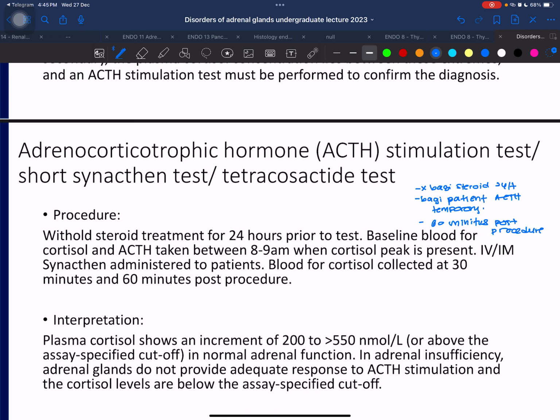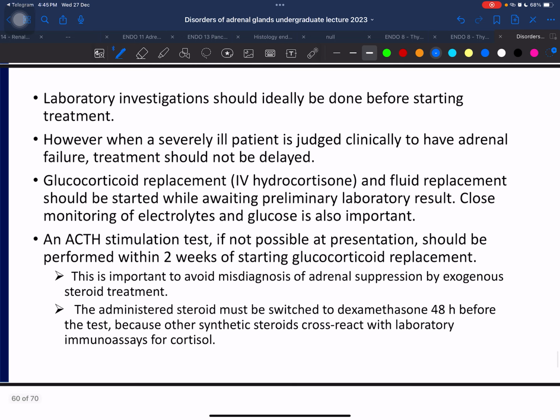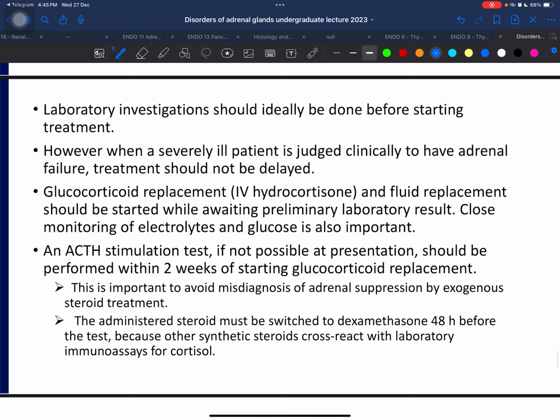So ideally, laboratory investigations should be done before starting treatment. However, if a severely ill patient is judged to have adrenal failure, treatment should not be delayed. So you can give glucocorticoid replacement and fluid replacement before you await your lab results. An ACTH stimulation test, if not possible at presentation, should be performed within 2 weeks of starting the treatment. Sometimes you can't be waiting for your lab results before you start treatment. So this is what we can do.